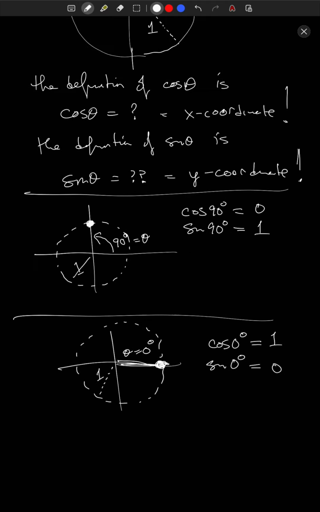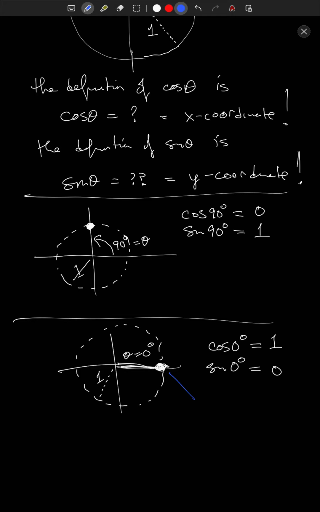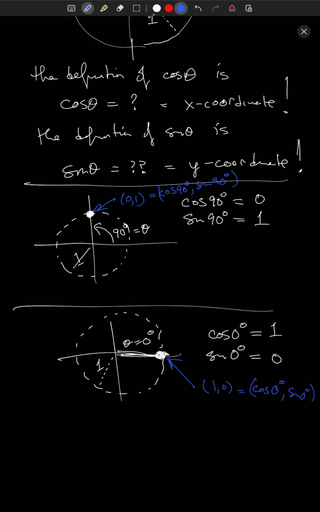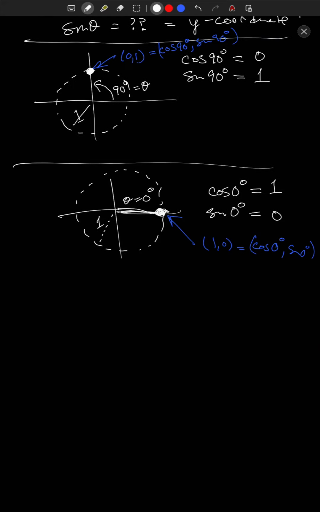Let me emphasize the geometric aspect here. This point here is at 1, 0. This point here is at 0, 1. And so this is equal to cosine of 90 degrees, comma, sine of 90 degrees. And this point here is equal to cosine of 0 degrees, comma, sine of 0 degrees. So these are two examples that we said we couldn't do in our earlier definition of sines and cosines.